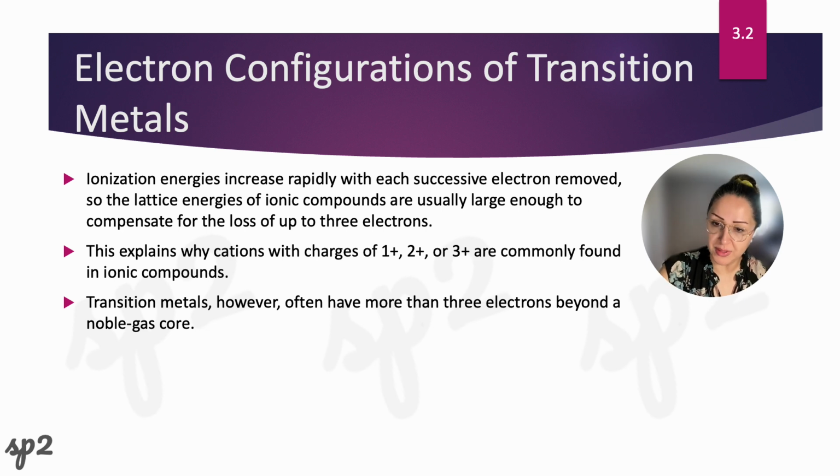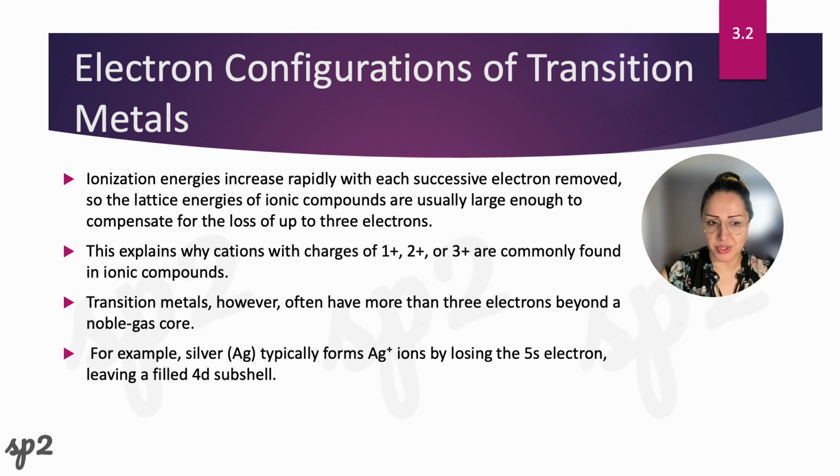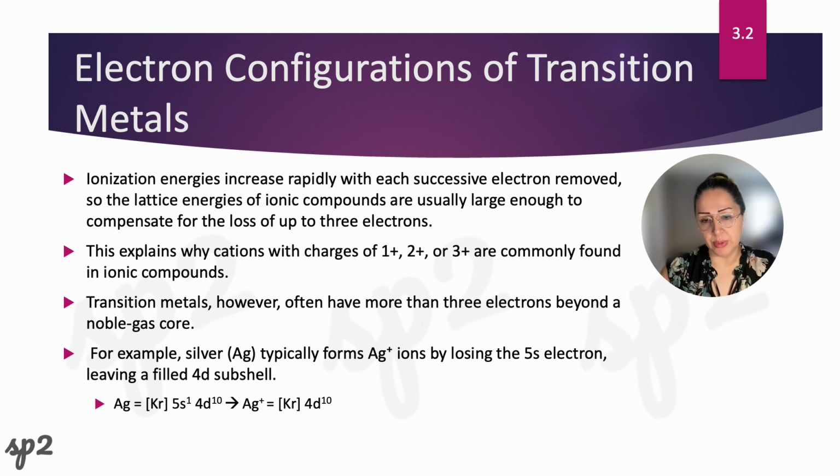Now, the story is going to be different when you're looking at your transition metals. They often have more than 3 electrons beyond the noble gas configuration. For example, if you're looking at silver, typically we have it in the form of silver plus, right? And if you look at their electron configuration, for silver, I have 5s1, 4d10 on the valence shell, right? And if you try to turn that to silver plus, we need to remove an electron from the highest energy shell, which is going to be the 5s. So that is going to be our valence shell, right? So I'm going to take that one out, and now I have 4d10, which is a closed shell configuration, right?